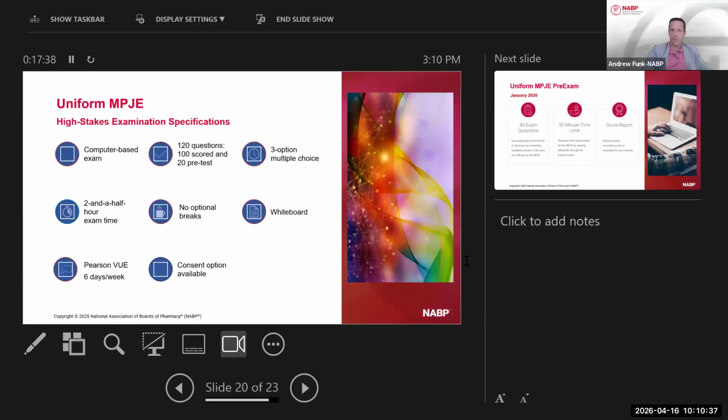The high stakes examination, UMPJE, the criteria here is identical to the state-specific MPJE. The biggest difference, or I suppose the only difference compared to MPJE, is that for the multiple choice questions, there are 3 options. Some states may still have K-type questions on the MPJE. Those questions are not on the UMPJE. There are also not any of the select all that apply type questions. These are all strictly ABC multiple choice questions.